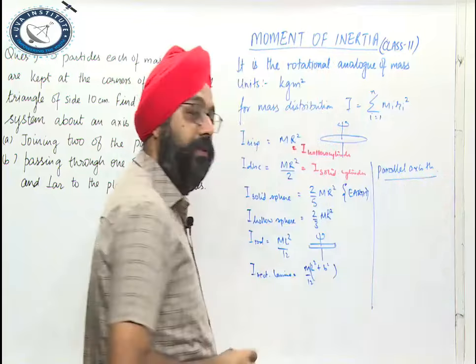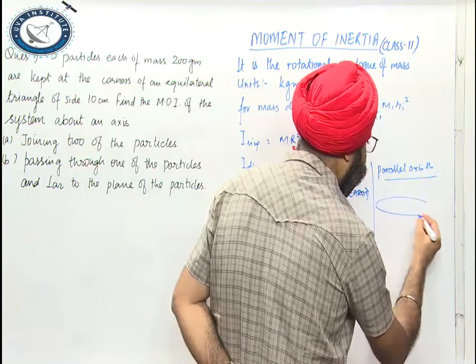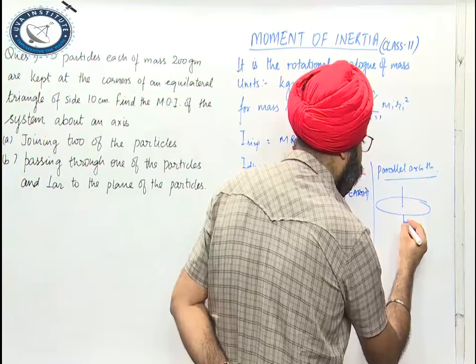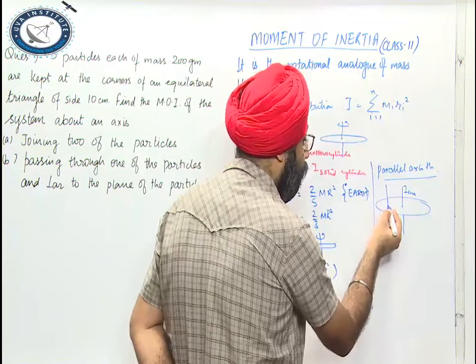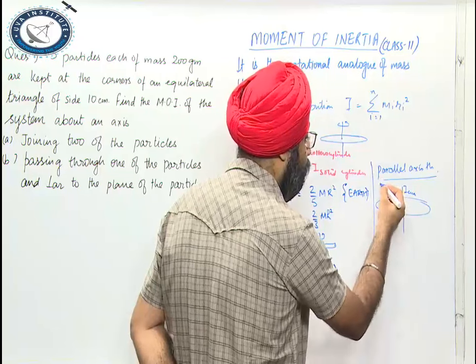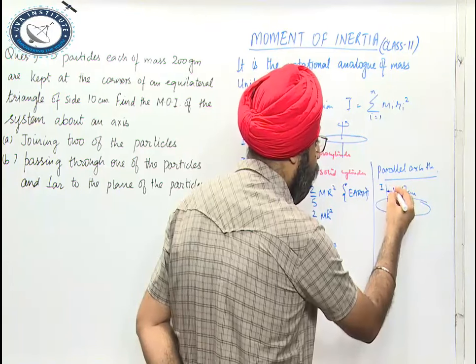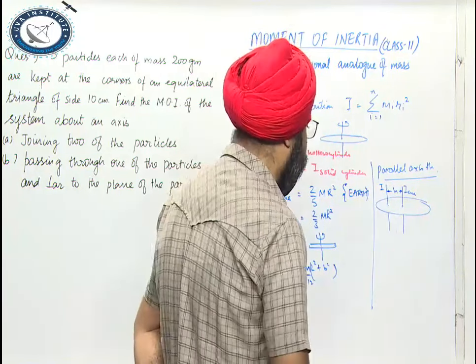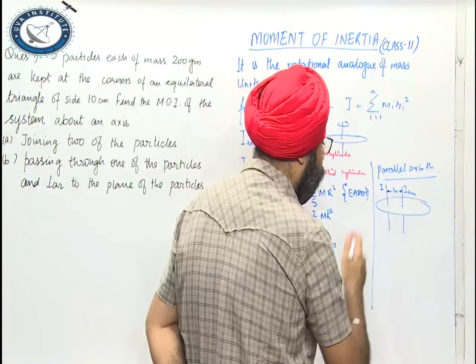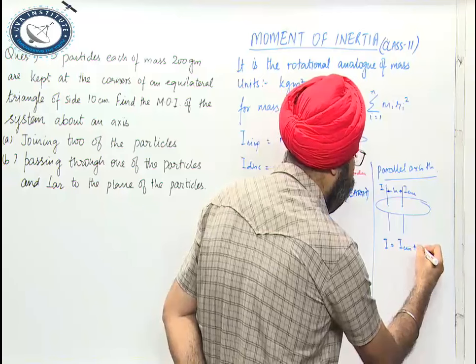Parallel axis theorem states that, let us say this is my rigid body. This is the axis passing through the center of mass. The moment of inertia about this axis is ICM. Now I have to calculate moment of inertia about another axis, which is equal to I and is parallel to the axis passing through the center of mass. In this case, I is equal to ICM plus mh square.